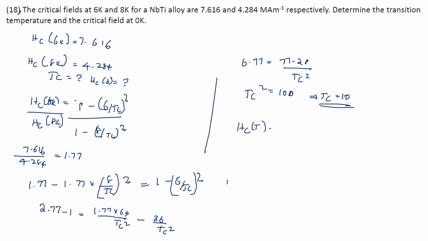HC of 0 you calculate. From the HC of T formula, you can calculate that it will be 7.616 divided by 1 minus 36 divided by 100, so it will be 11.9. That will be the answer. Note it down, then we will move to the next one.